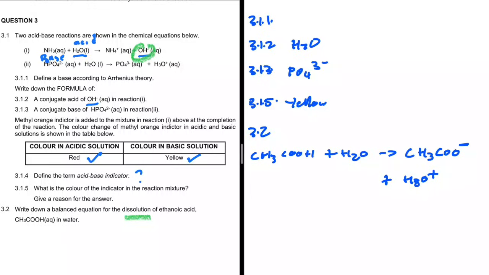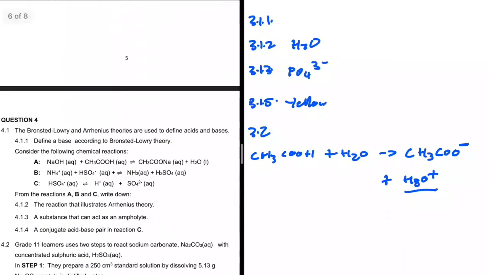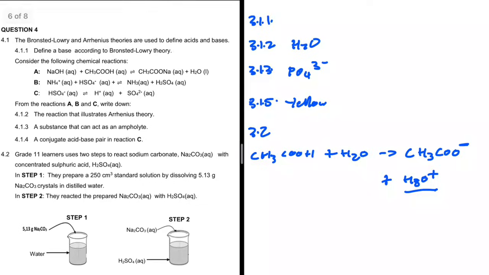It will produce hydronium ions. We expect an acid to produce hydronium ions when dissolved in water. That is 3.2. Question 4.